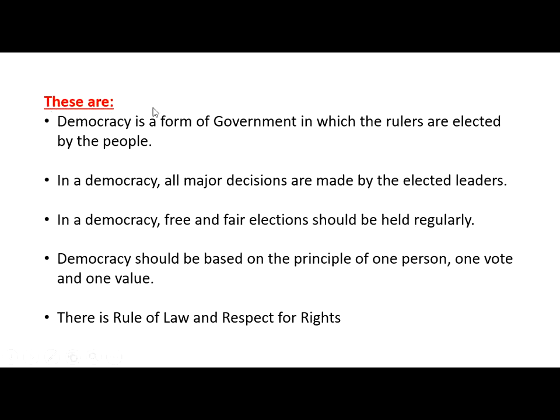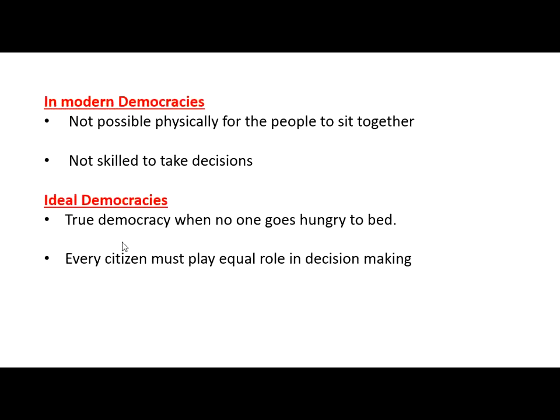And these principles are: democracy is a form of government in which the rulers are elected by the people. In a democracy, all major decisions are made by the elected leaders. In a democracy, free and fair elections should be held regularly. Democracy should be based on the principle of one person, one vote and one value. There is rule of law and respect for rights. Students, the points I have read just now are the features of democracy which you have already gone through in our last videos. So what is the meaning of democracy which is required in this modern world?